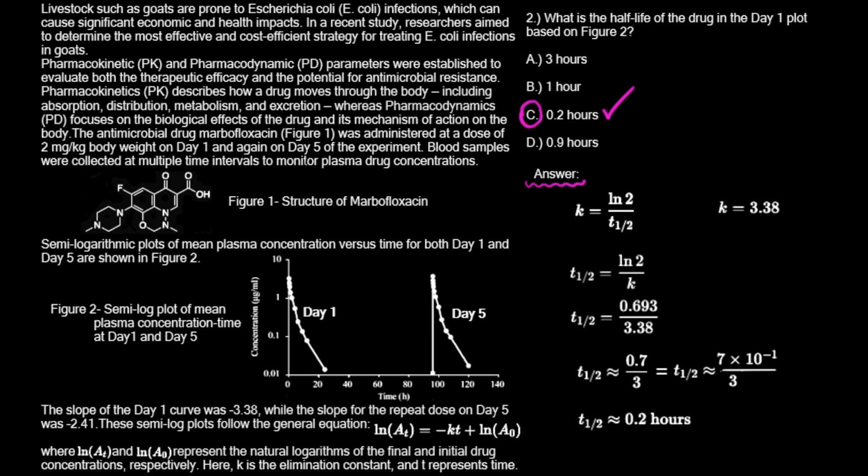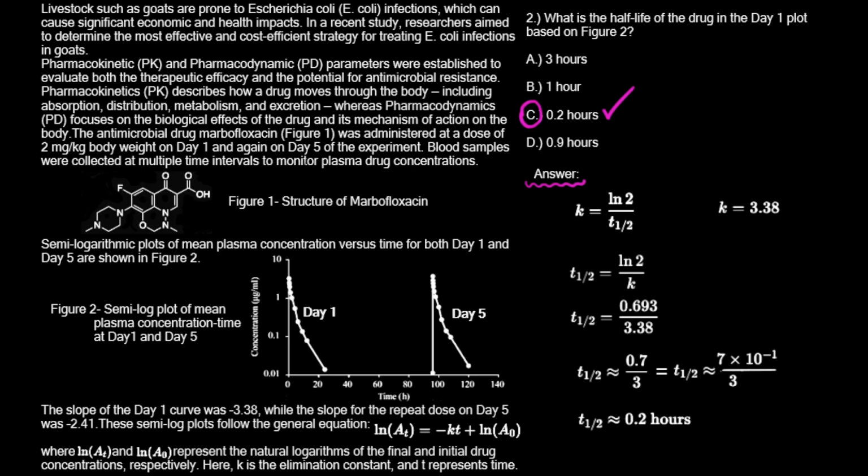So here's question number 2. It says, what is the half-life of the drug in the day 1 plot based on figure 2? This question is asking us to determine the half-life of the drug based on the information provided in figure 2 and in the passage. What equation do we need to solve this? We know that k represents the slope of the graph, and the slope of the semi-log plot for day 1 is given as minus 3.38.